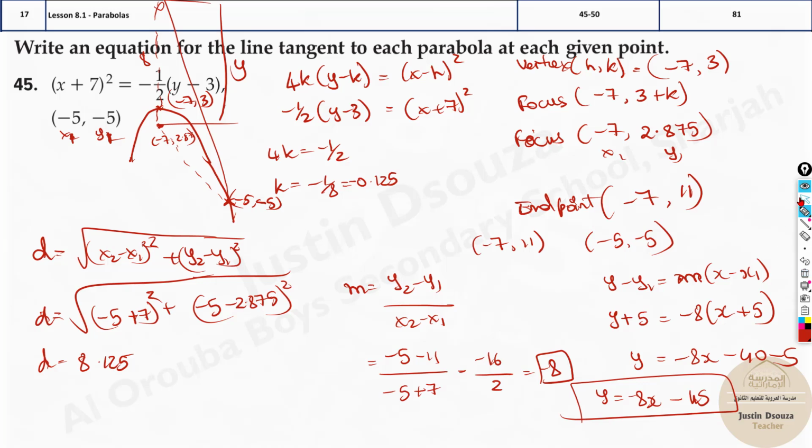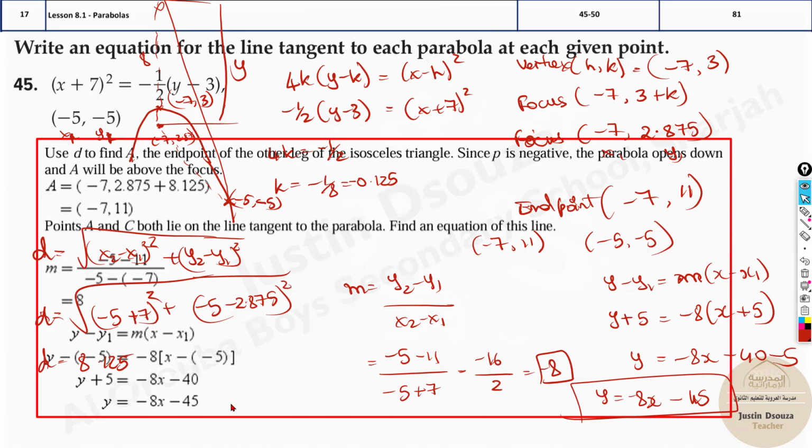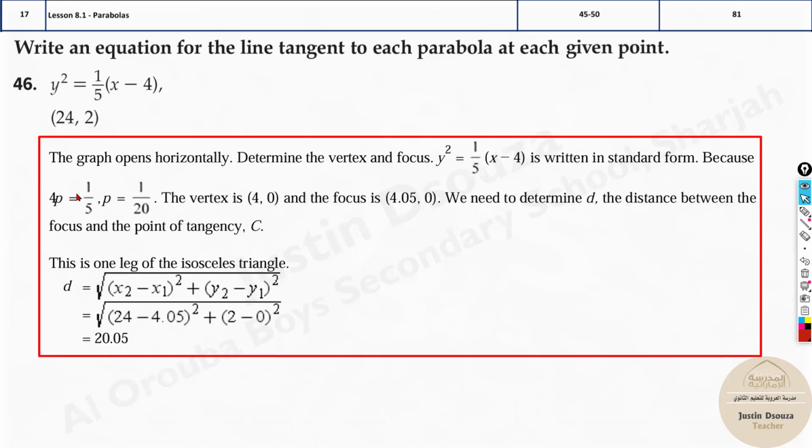Let's check the answer. So yes, that distance we got is the same. That is the correct answer, minus 8x minus 45. So this is how we solve it. And over here in these problems, you can see the steps are given.